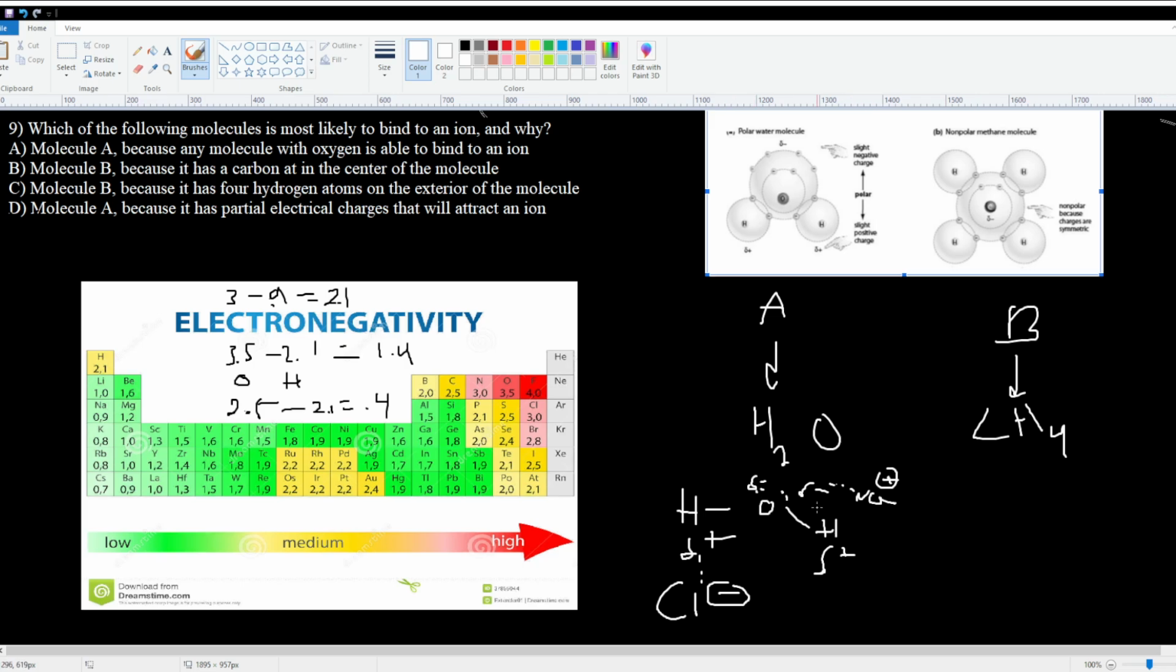So yeah, that's kind of what's happening here. It wouldn't be molecule B because that's again nonpolar, and having carbon in the center doesn't really have anything to do with it. And then, a molecule with oxygen is able to bind to an ion. That's also not true because if you just have oxygen bind to another oxygen, this is considered nonpolar, because if we take 3.5, which is the electronegativity of oxygen, minus 3.5, we get 0. So this would be considered nonpolar.